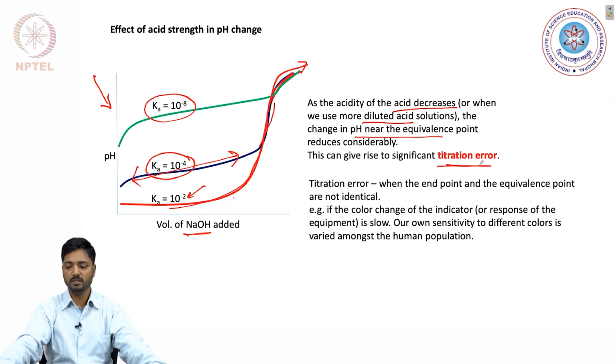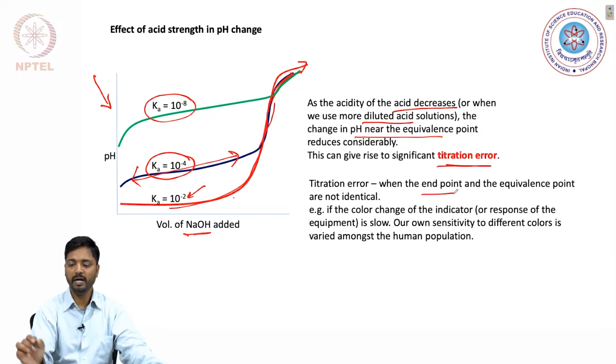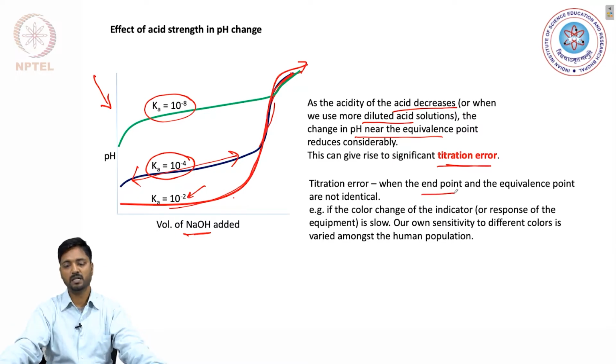Titration error is when the end point of the titration and the equivalence point of the titration theoretically are not identical. So, the end point is practically determined, while the equivalence point can be determined theoretically, and when these two do not have the same value, then we say that our titration is having some error.